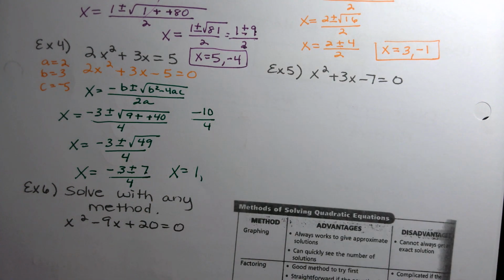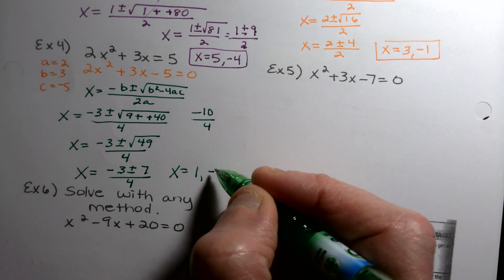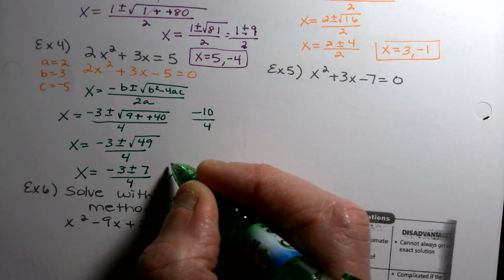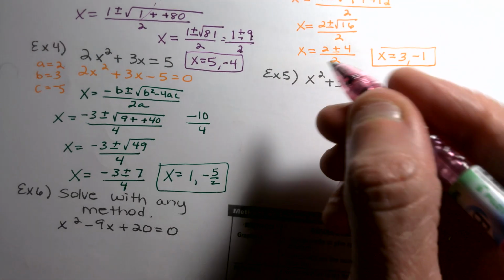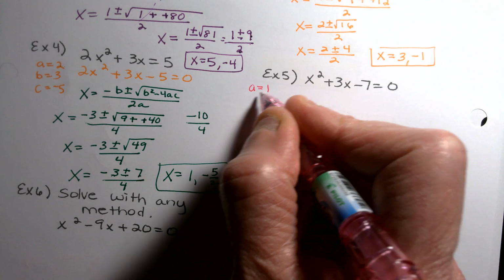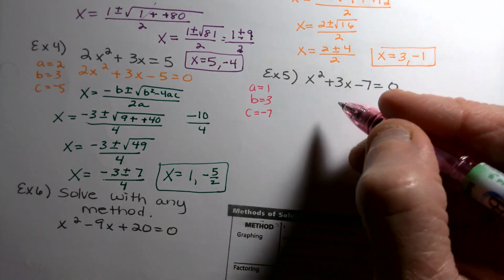That doesn't come out even, but we can simplify it. We can still leave it as a fraction, but divide the top and bottom by 2, and we get negative 5 halves. All right, one more for good measure here. A is 1, B is 3, and C is negative 7.